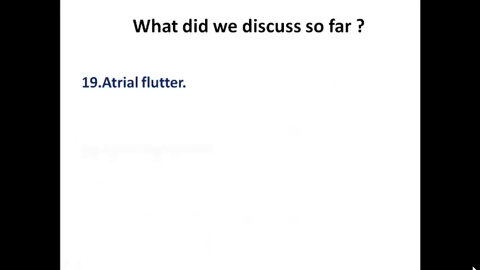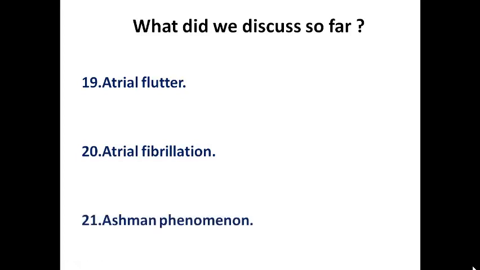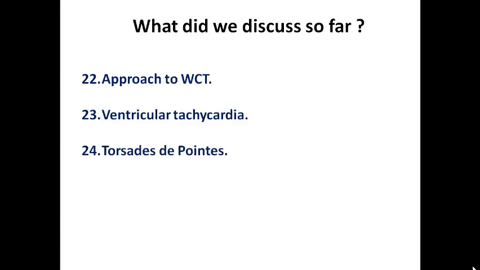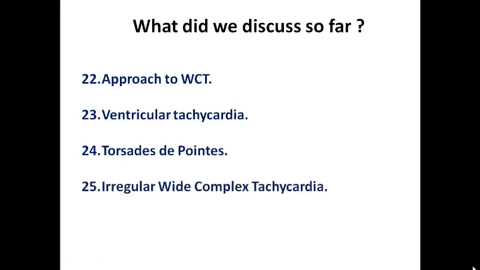We discussed atrial flutter, atrial fibrillation, how to diagnose each one of them and how to differentiate between them, and the famous Ashman phenomenon. And also we explained the approach to wide complex tachycardia and how to differentiate between VT and SVT with aberrancy, ventricular tachycardia and its different types, torsade de pointes and how to spot diagnose it in ECG, irregular wide complex tachycardia and how to differentiate its types, and of course the famous and peculiar accelerated idioventricular rhythm.